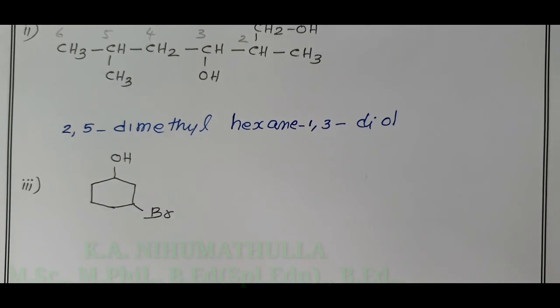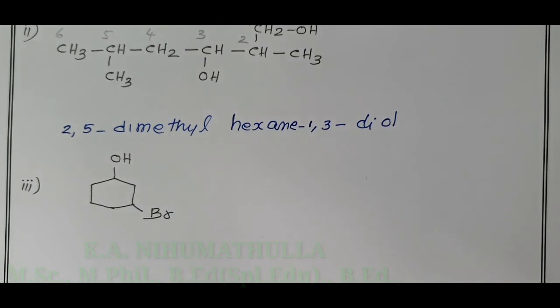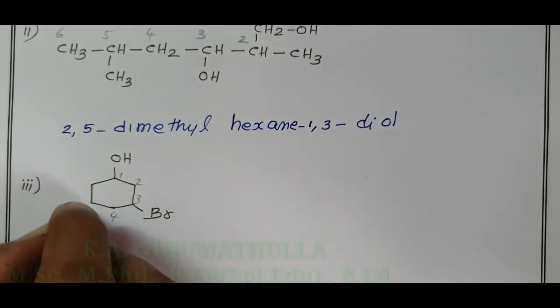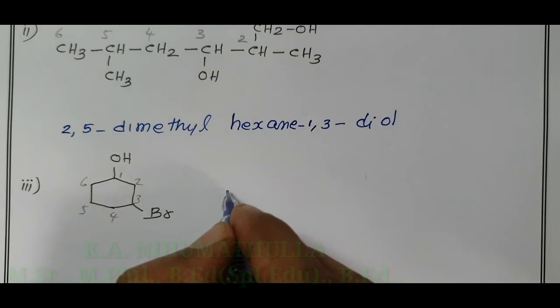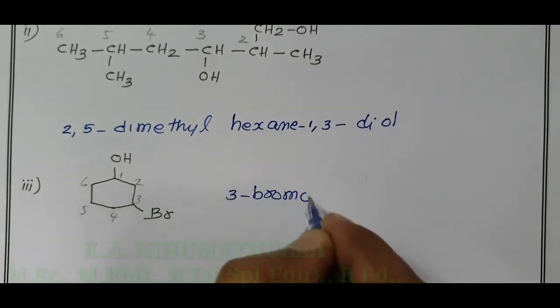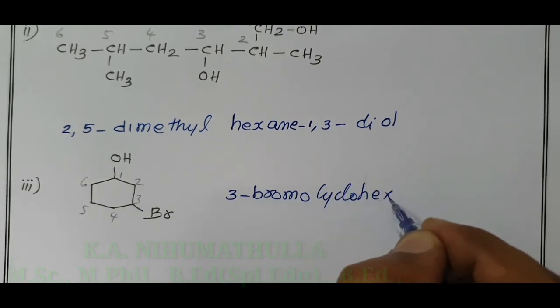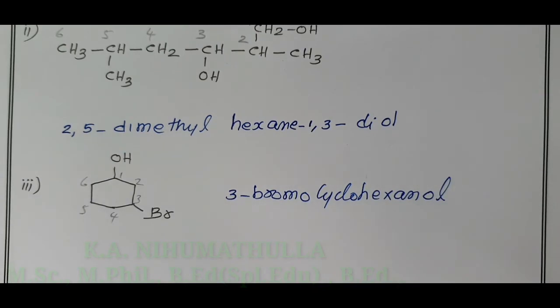This is the next compound, we know, cyclohexanol. When we give numbers 1, 2, 3, 4, 5, 6, Br is in the third position. 3 bromo, cyclo, 6 carbon hex, carbon-carbon single bond ane, OH ol, cyclohexanol.